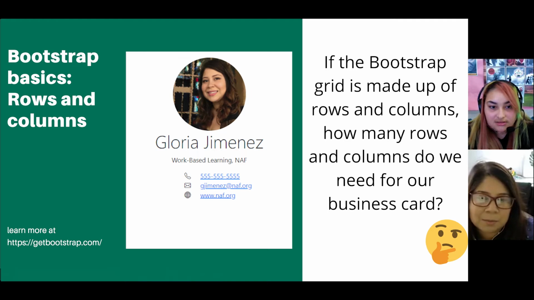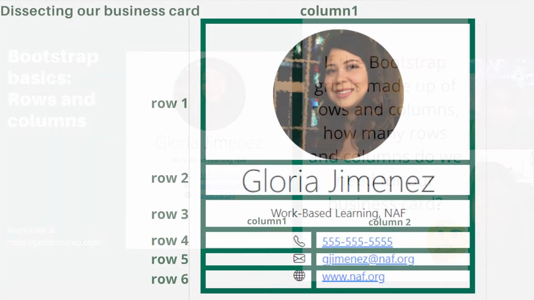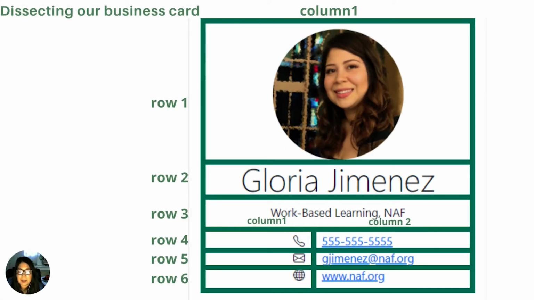I think I would wonder too. What about this? Doesn't this look like more than 1 column? It does. Our business card layout is a little bit more complicated than it seems to be. It is true that we have 1 column, but starting from rows 4, 5, and 6, the content is actually broken up into 2 columns, and we'll see this in the code.